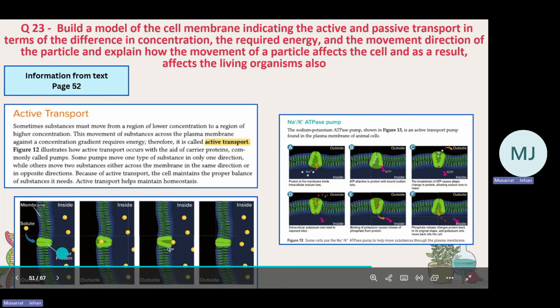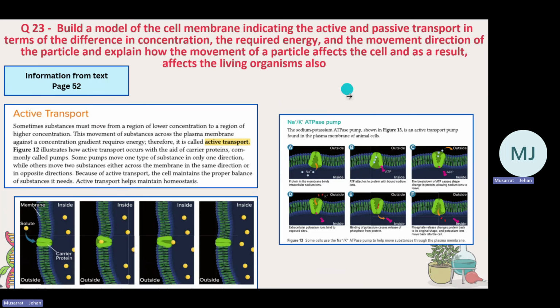This is requiring energy. But they will talk to you more about the sodium potassium ATPase pump. What does pump mean? Active transport. Pump means it needs energy. And which proteins does it use? Carrier proteins. So the sodium potassium ATPase pump shown here is an active transport pump found in the plasma membrane of animal cells. What's happening? You have to remember the order of the steps that are happening in the plasma membrane for this pump.